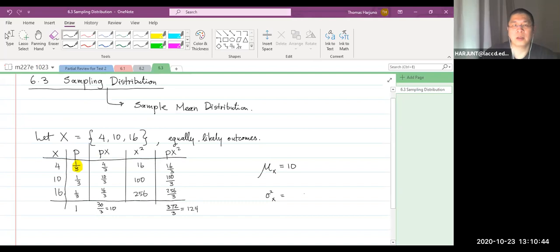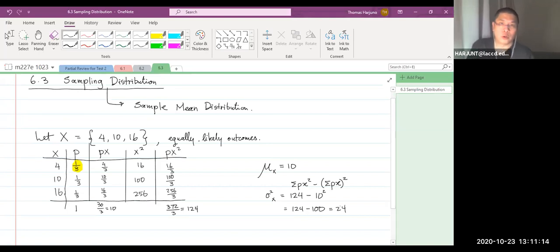Now then the variance is the sum of px squared minus the square of the sum of px. That's 10 squared. That's something you're supposed to know already, right? At least you must see this in your test next week, for sure.